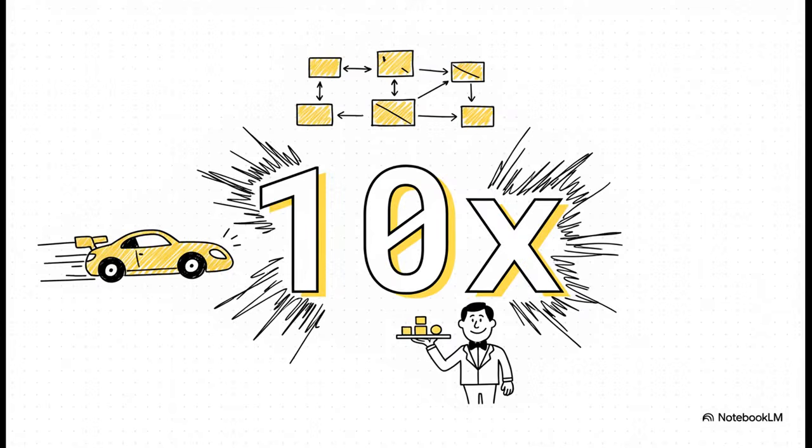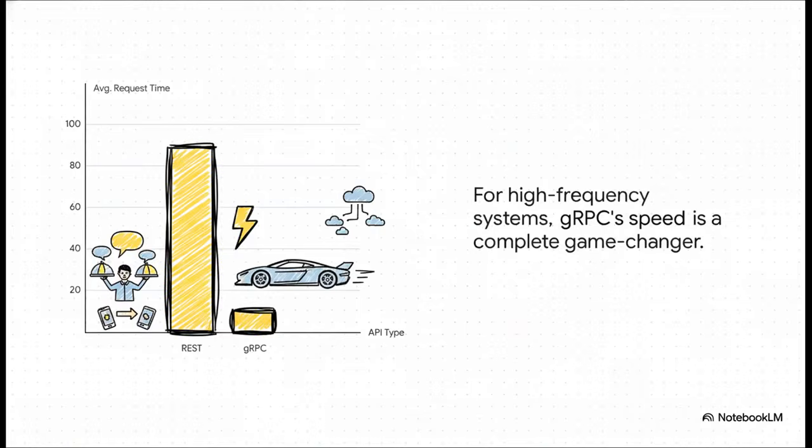And I really do mean fast. In a lot of situations, gRPC can be up to 10 times faster than a standard REST API. It pulls this off by using a super compact binary format and all these modern network protocols to just squeeze every single last drop of performance out of the connection. And visually, the difference is just staggering.